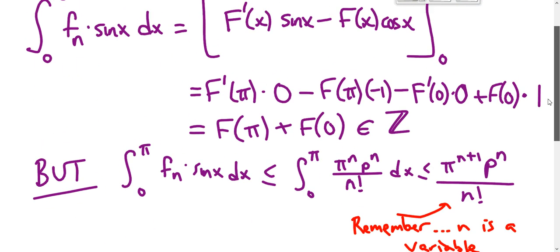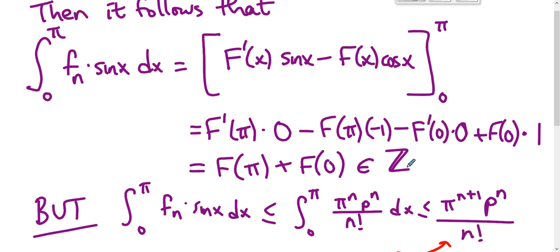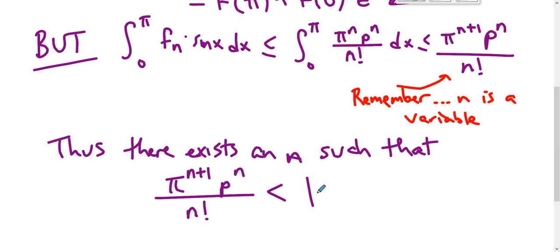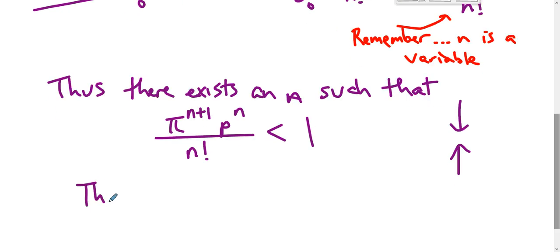So the integral has to be an integer, but it has to be positive and less than 1. And this is the contradiction. The integral has to be an integer, and the integral has to be less than 1 and positive. It cannot be. So this is the great proof that pi is irrational.